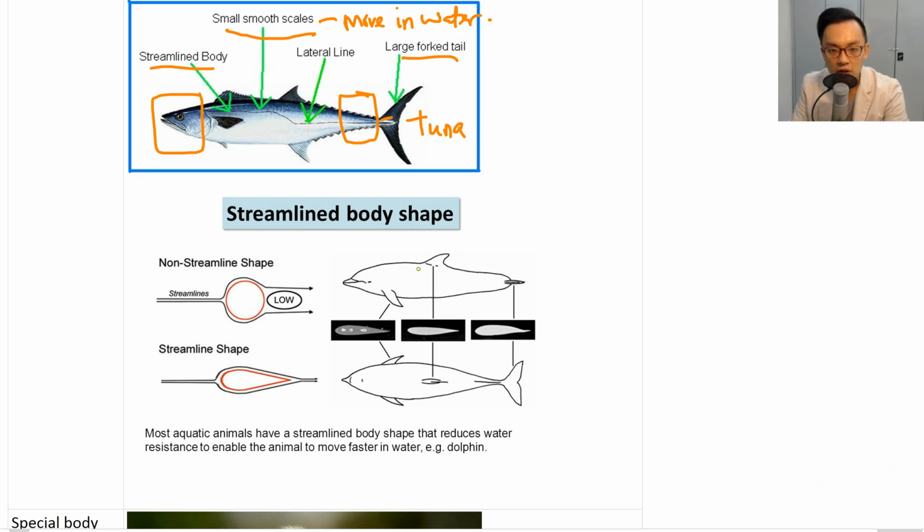So what a streamlined body shape is, you have streamlines, and if this is a very big shape, there will be a big disturbance in the water, and therefore it moves slower. But a streamlined body shape like this will create a small disturbance and it will move faster. Okay. For this part, it is not going to be tested, so it's just for your general knowledge, so you don't have to remember this.